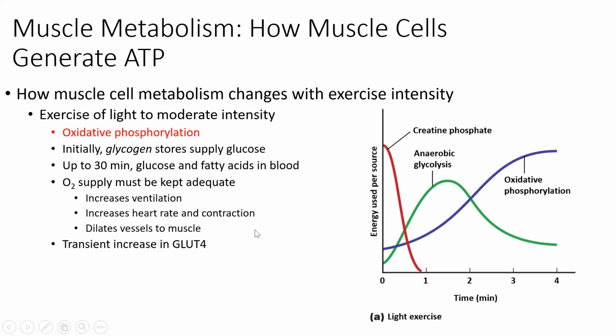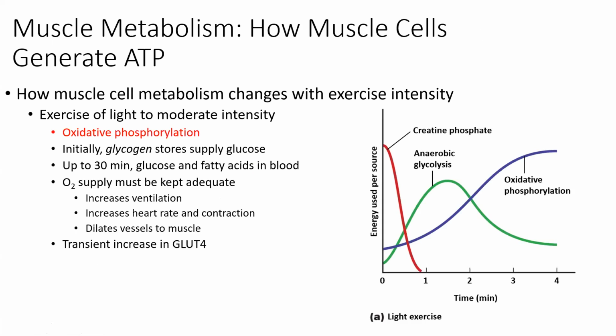So let's now move on to speak about different types of exercises, different intensities of exercise and physical activity, and how metabolism can change with those different intensities. So we'll start by looking at moderate or light intensity exercise and how muscles get their energy during that type of activity. It's mainly sustained from oxidative phosphorylation.